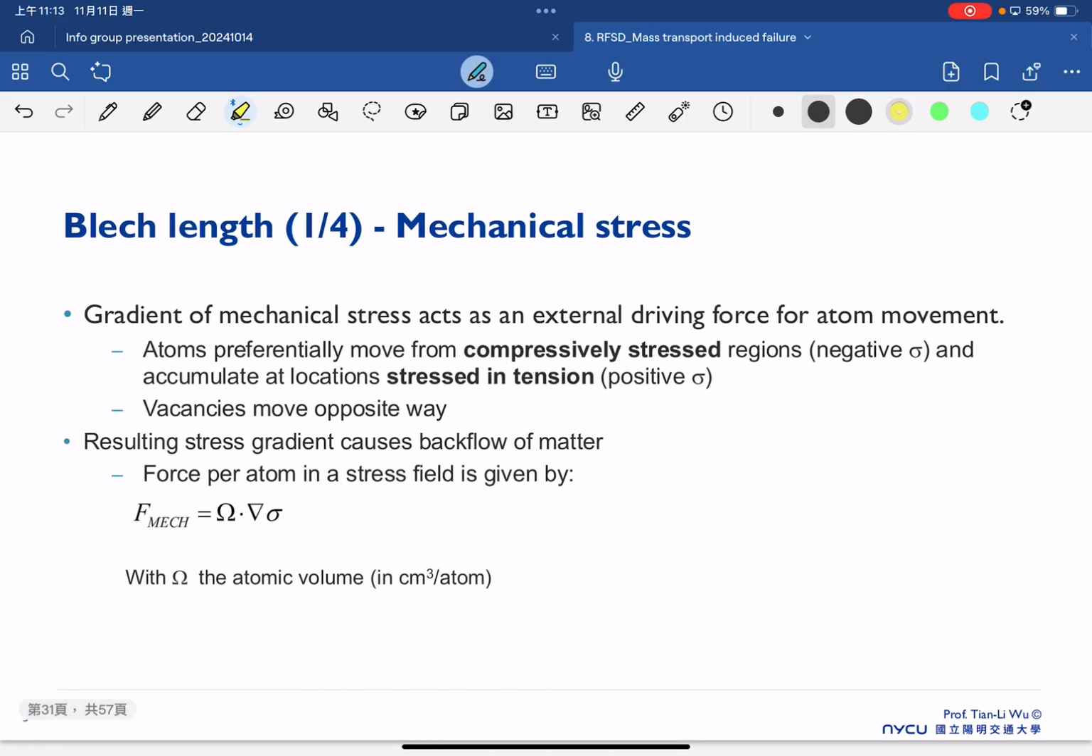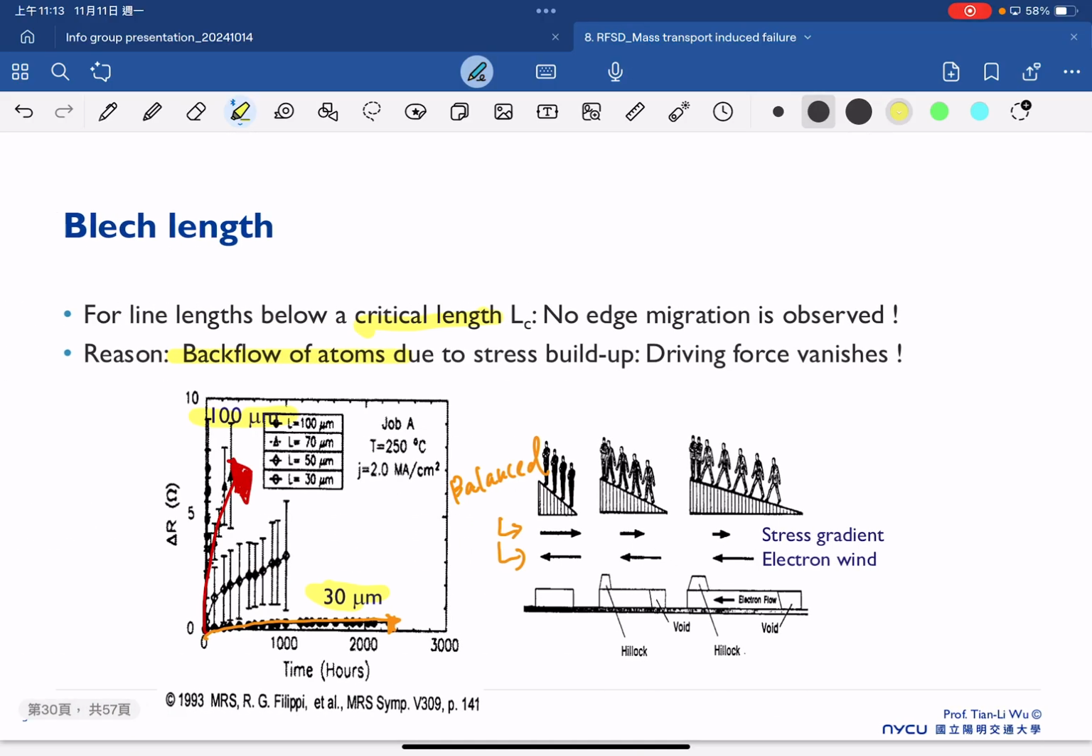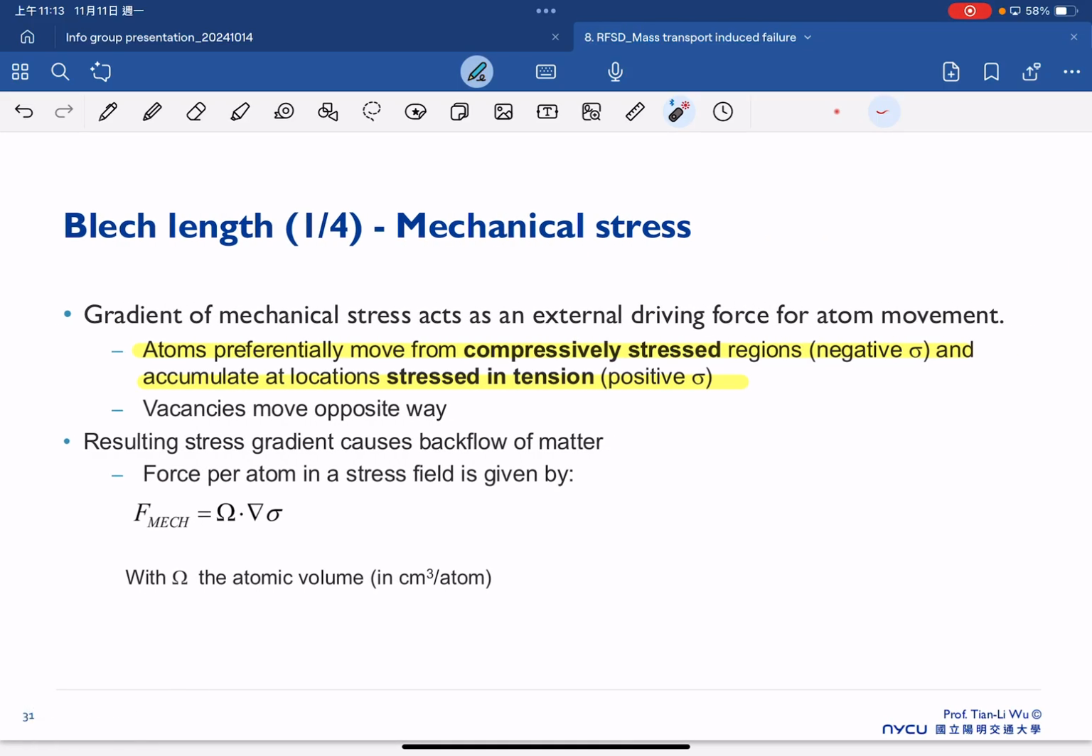So when we consider the Blech length, the first one is the mechanical stress. As we already know, the gradient of mechanical stress acts as an external driving force for the atom movement. So the atoms will prefer to move from the compressive stress region and accumulate in the tensile region. That's why we will see this Blech length, because in the end there's a strong backflow of this material due to the stress gradients. And that's why we see the vacancy will move to the right-hand side, and the stress gradient causes the backflow of the matter, which can be illustrated by the equation below.